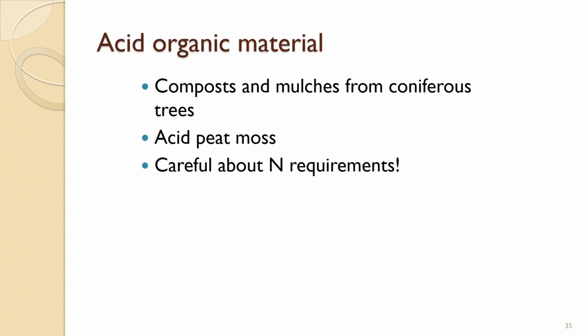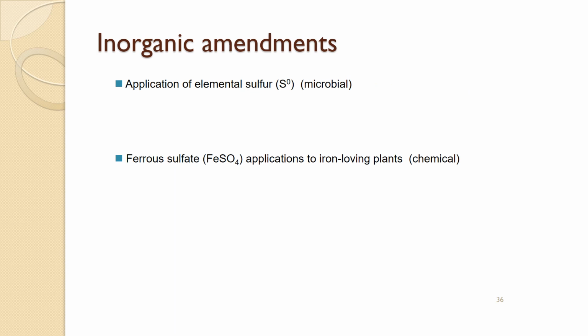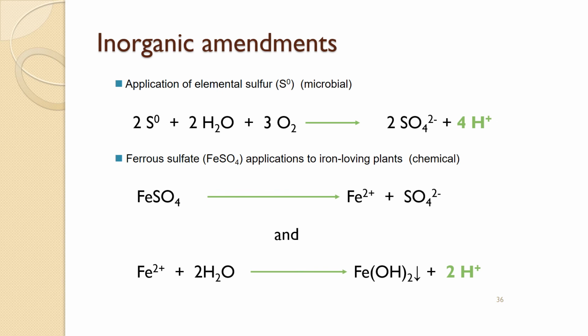We can add compost and mulches from coniferous trees because the pine needles add acidity to the soil. We can add acid peat moss. But remember, when you add these materials, you want to be careful about your nitrogen requirements because it's very easy to acidify soils and lose that nitrogen, or in some cases over apply nitrogen. So again, we have to have a balance. There are also inorganic amendments like adding elemental sulfur or adding ferrous sulfate to iron-loving plants. These will naturally acidify soils.